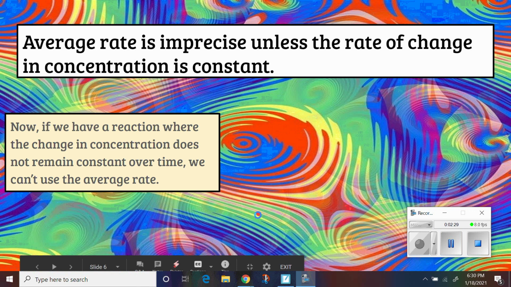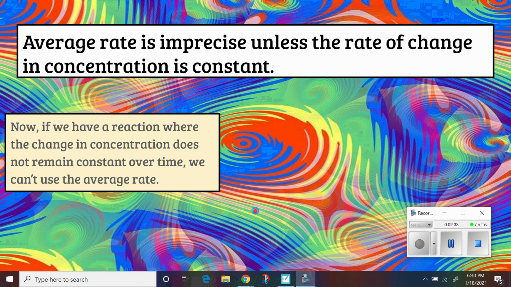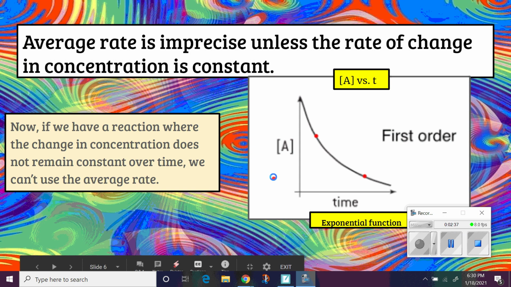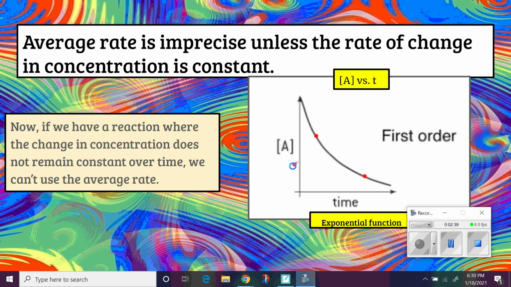So if we have a reaction where the change in concentration does not remain constant over time, we can't use average rate, and we can see why here. So in this particular equation, this particular reaction is what we call first order. That means that as the concentration proceeds over time, the change in concentration is going to halve itself every period of time that you measure.